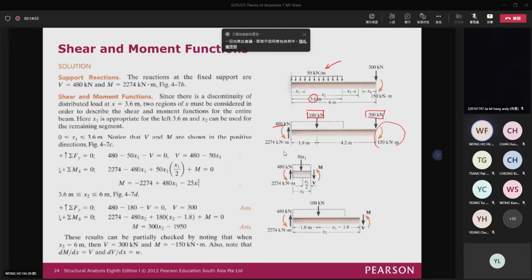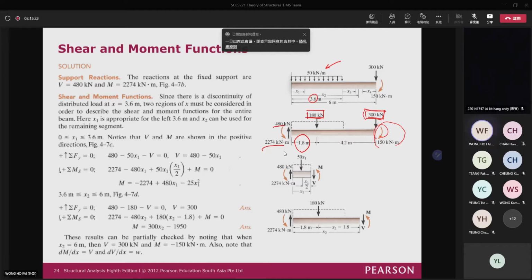And then for the bending moment, you have the moment equal to 180 kN times 1.8, and then you have 300 kN times 6 meter, and then you also have 150 kNm. You add all of them together, and then you have to have the so-called value 2,274 kNm to resist the applied moment.